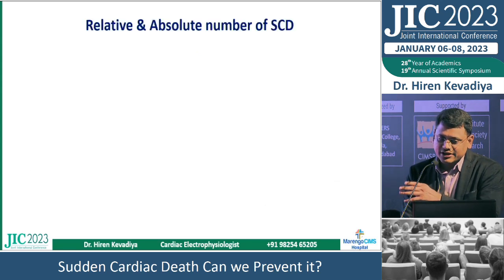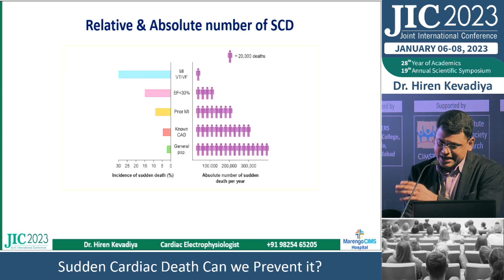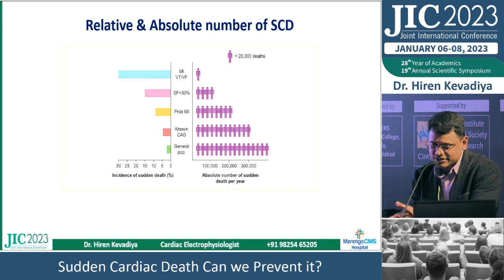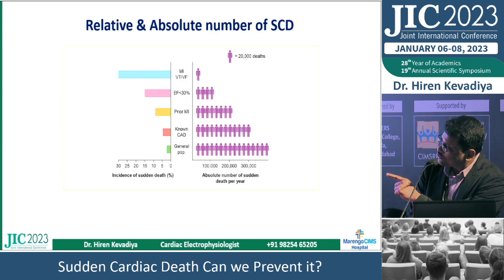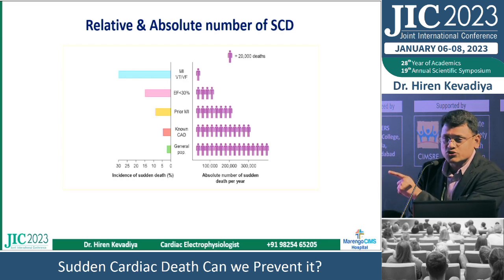Like, what is the relative or absolute number of SCDs? This slide suggests that the topmost is the MI, then EF less than 30%, then prior MI, known CAD, and the last one is the general population, where we can see that the general population is having the lowest incidence of death. It is just 2% or something. But we can see the absolute number is huge.